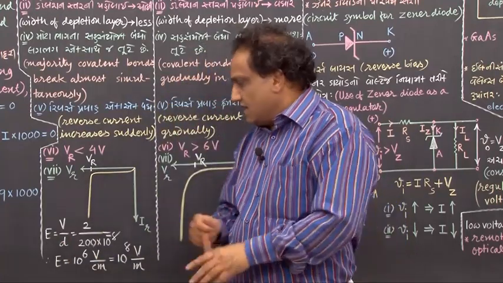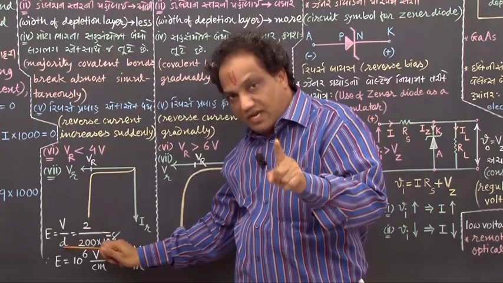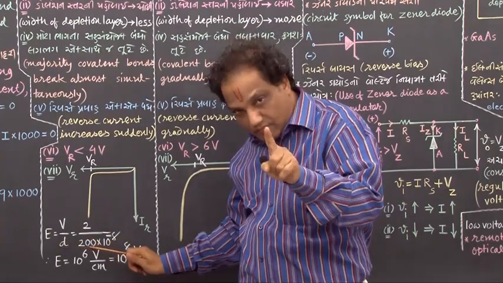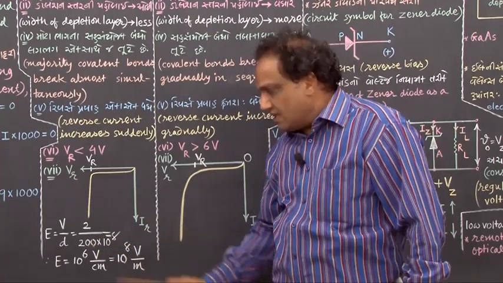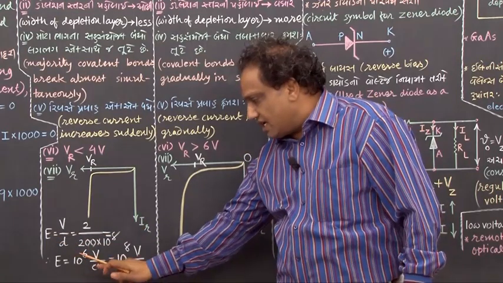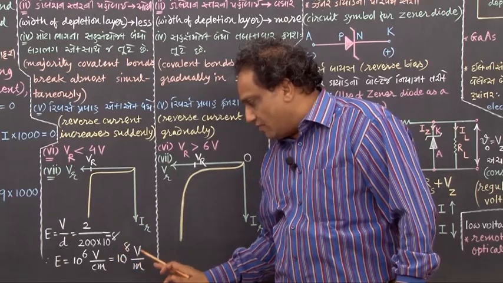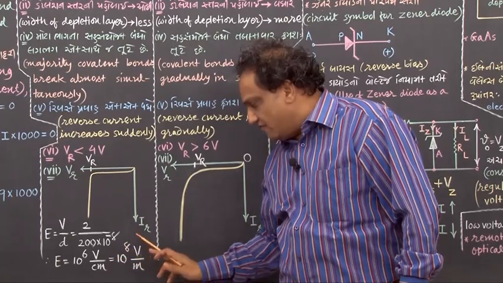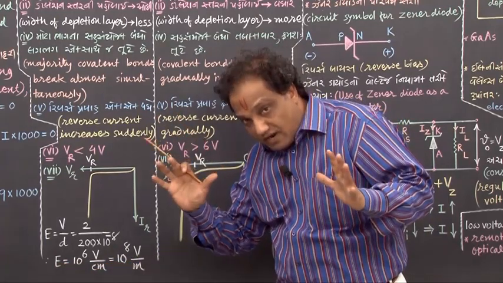For example, if the reverse voltage is say 2 volt, and if the width of the depletion layer is suppose 200 angstrom, converted into centimeter by multiplying by 10 raised to minus 8, then this electric field strength comes out to be 10 raised to 6 volt upon centimeter, or 10 raised to 8 volt upon meter. Now this is a very strong electric field.